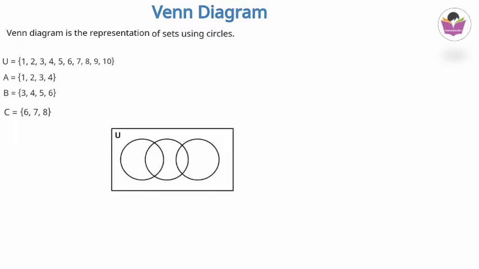For that, first of all, you have to draw a rectangle, and this rectangular portion is a representation of the universal set. It will be marked as the universal set U. And we have three subsets, so we have to draw three circles: first circle, second circle, and third circle.